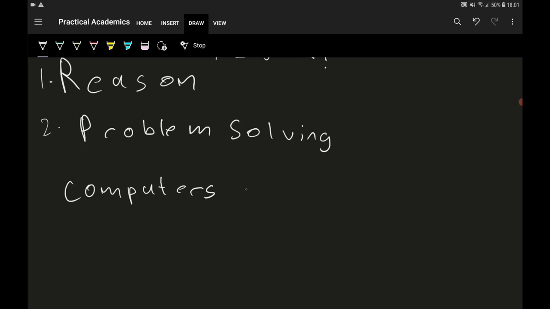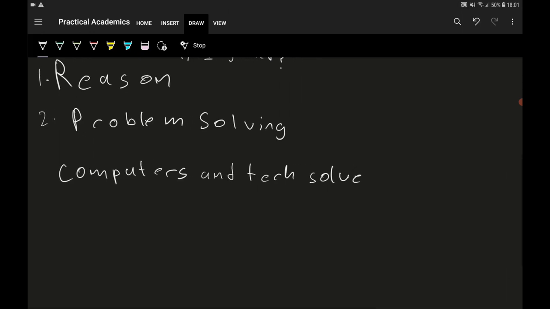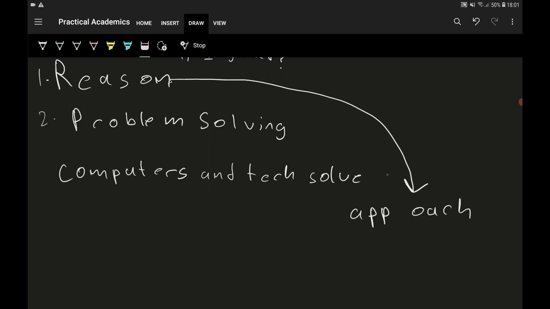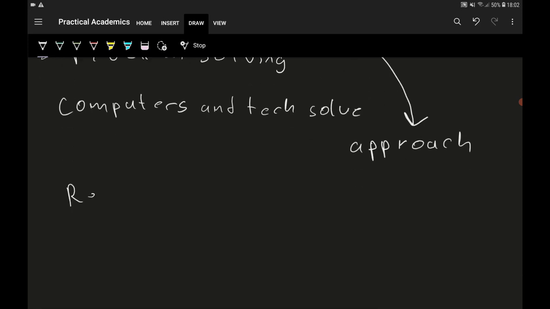So we use computers and tech to solve problems. But what is the approach? It's a very reason-based approach. That is what attracted me to computer science. I am someone who believed that there's a reason behind everything, right?